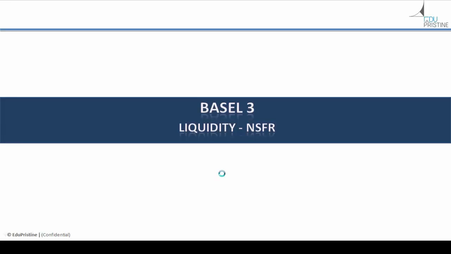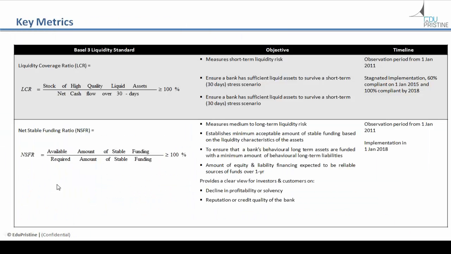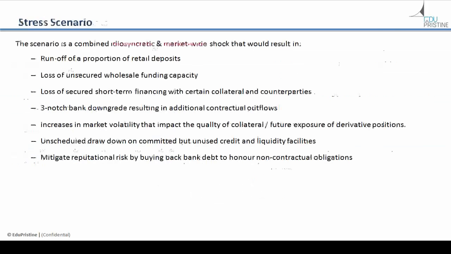Now moving on to NSFR. If you remember the previous equation here, NSFR is primarily available amount of stable funding divided by the required amount of stable funding, and that has to be equal or greater to 100%.